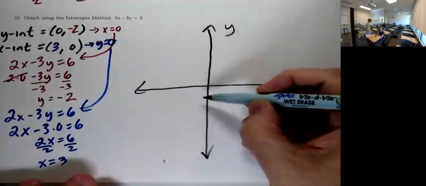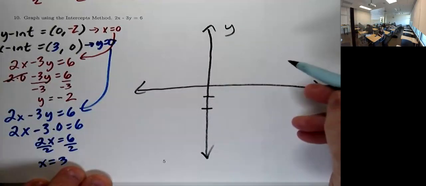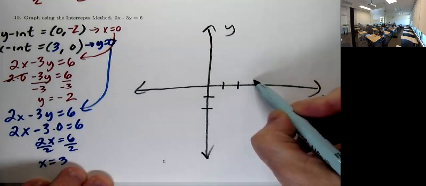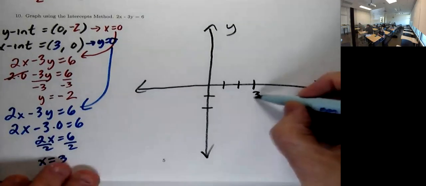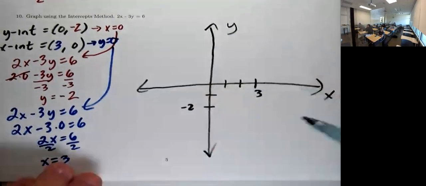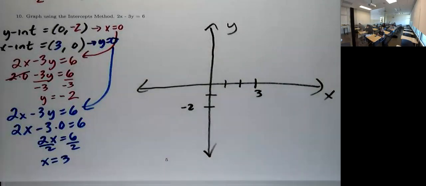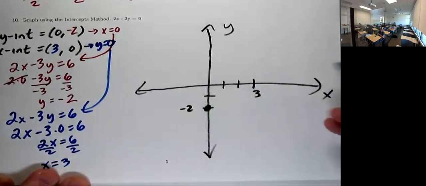0, -2 is down 2 on the y-axis. And 3, 0 is right 3 on the x-axis. So I'm going to make little hashtags to indicate going that far. I'll even write 3 and -2 to make it clear. 0, -2 is right there, and 3, 0 is right there.